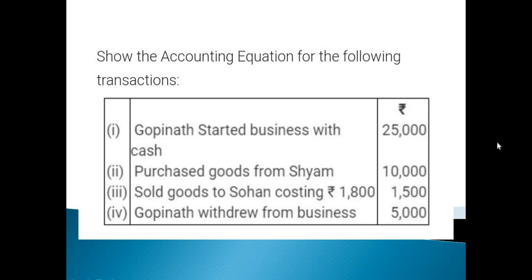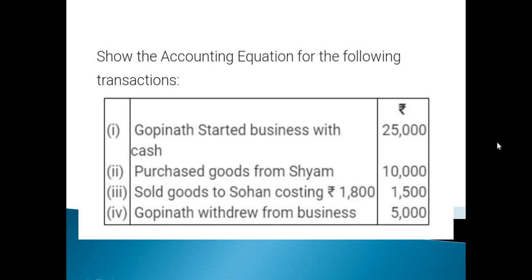Then the third one says sold goods to Sohan costing rupees 1,800, but it was sold for rupees 1,500. Since the word cash or bank is not mentioned in the transaction, it means that the goods are being sold on credit. If goods are sold on credit, Sohan is a debtor, so he has to pay the business in the future. And from the stock, goods will be reduced by rupees 1,800. The point to be noted here is that the cost of the goods is 1,800 and they're being sold for rupees 1,500. So it means that there's a discount of rupees 300.